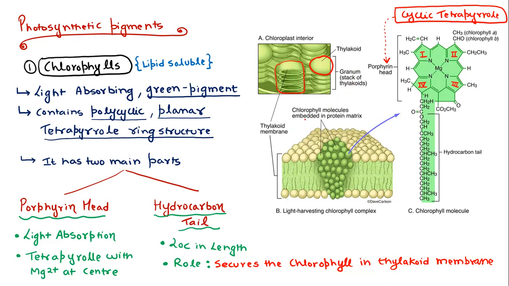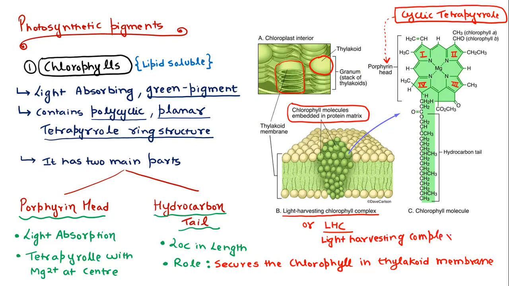Now, when we look into the ultrastructure of the thylakoid membrane, we can easily see that chlorophyll molecules are embedded in the proteinaceous matrix, right? So they are embedded inside the thylakoid membrane. This is sometimes also referred to as the light harvesting chlorophyll complex, or in some basic books you may find the word LHC, which stands for the light harvesting complex. We may use these two terms, the light harvesting complex and the light harvesting chlorophyll complex, as one and the same thing.